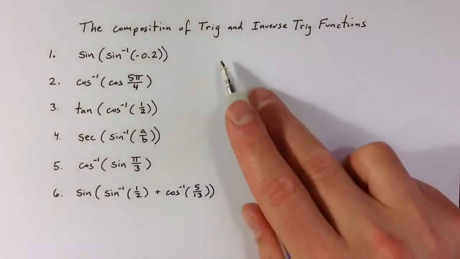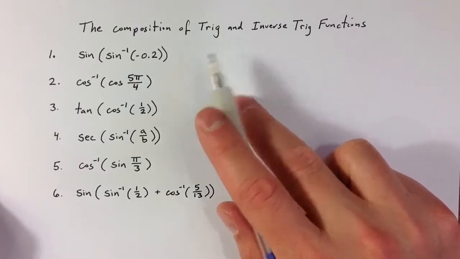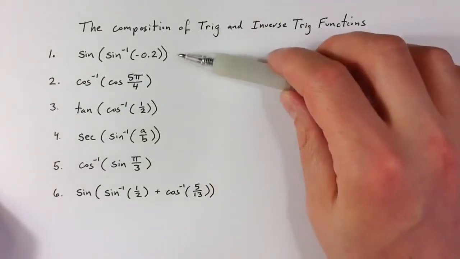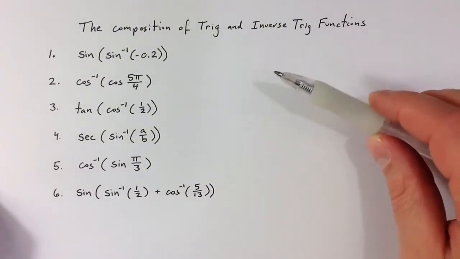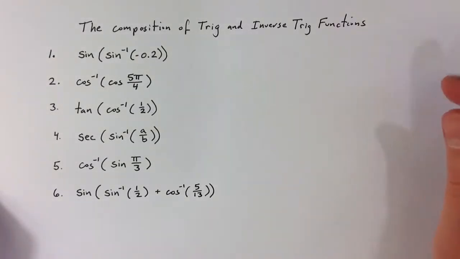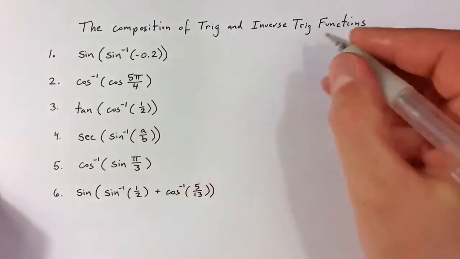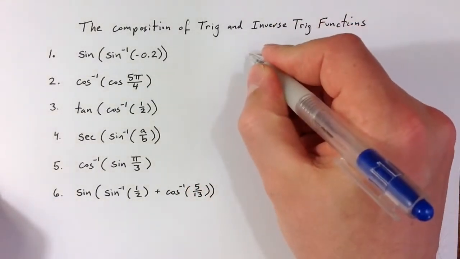Let's take a look at the composition of trig functions with inverse trig functions. There are 6 examples that I'd like to take a look at, and they all involve a slightly different aspect of this process. The first and second really are both pretty basic, and so let's take a look at each of these in turn.